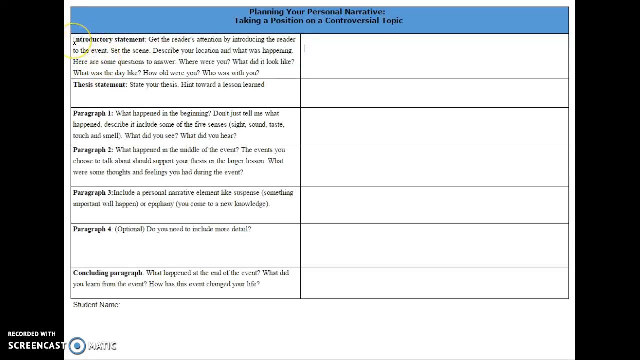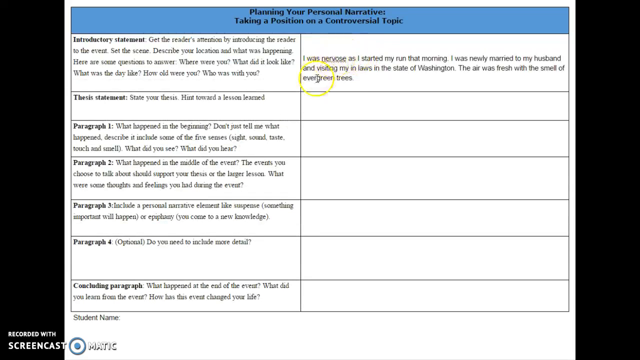In this first quadrant, you will want to describe the scene. Where are you? What did it look like? How old are you? Who are you with? So this is a sample of my first paragraph or details that I'm including.